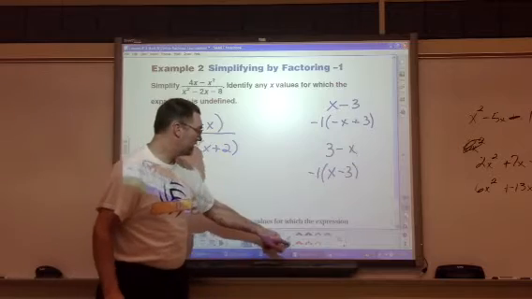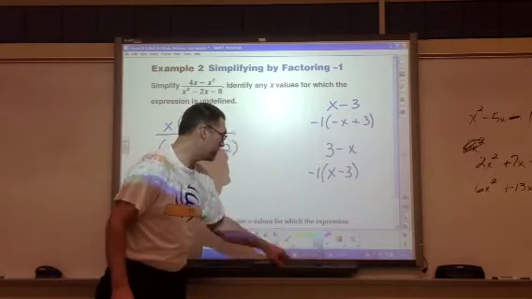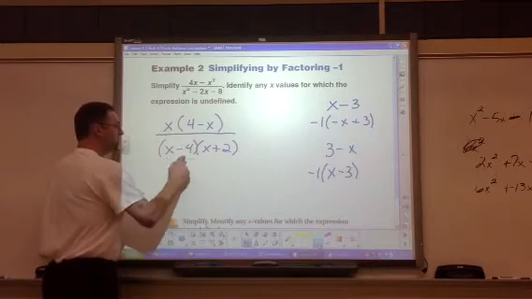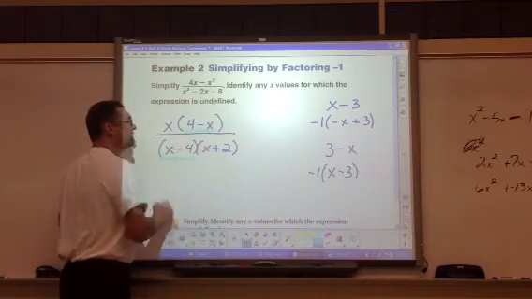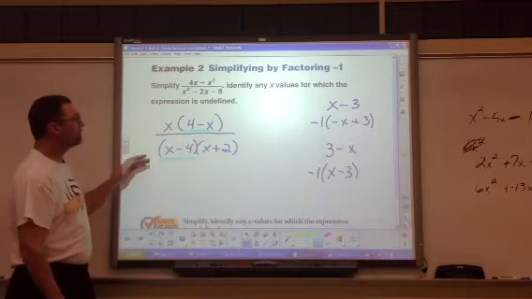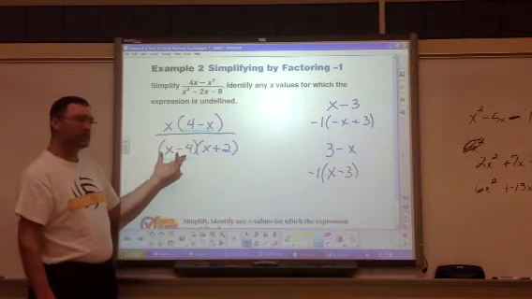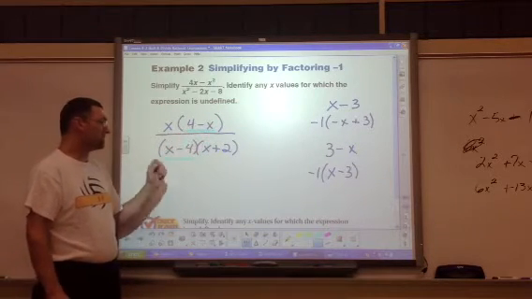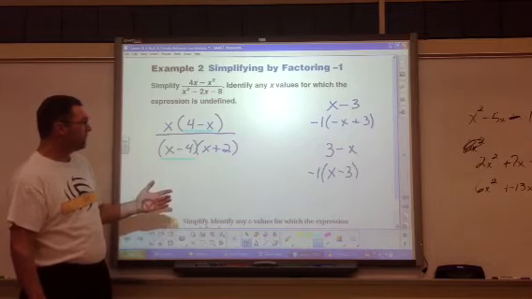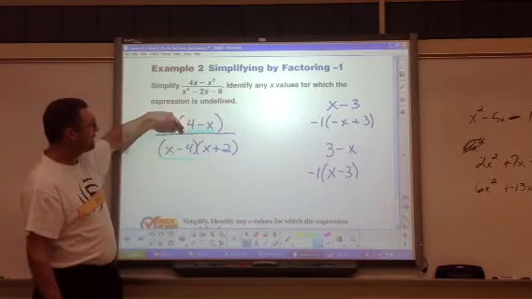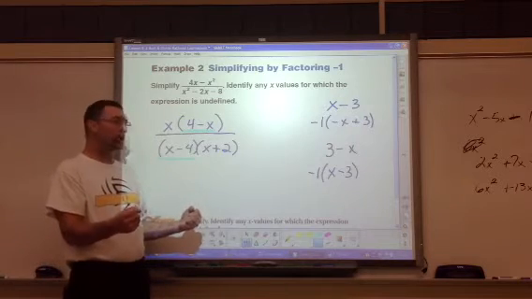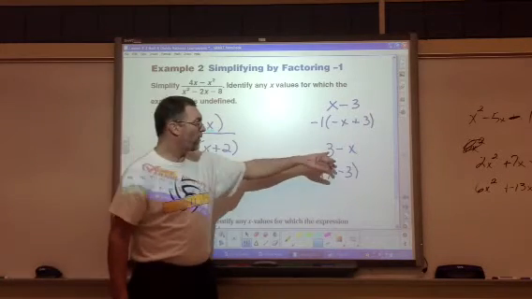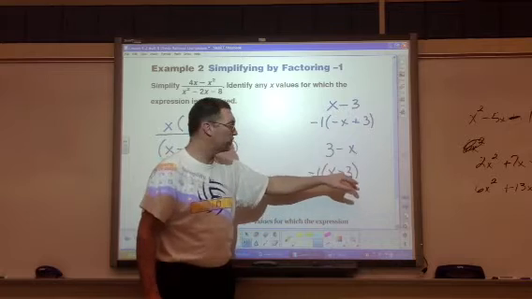So if you notice, now I have x minus 4 in the denominator and 4 minus x in the numerator. So these are opposites, 4 minus x and x minus 4. So what I'm going to do then is take the 4 minus x and factor out negative 1 so that it changes that 4 minus x to an x minus 4, just like we did here.